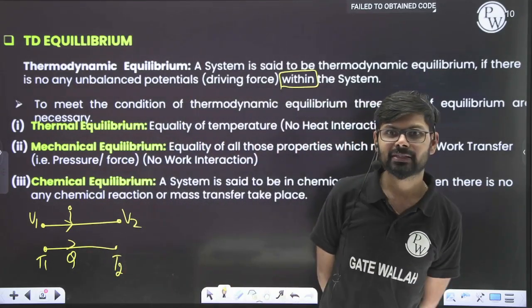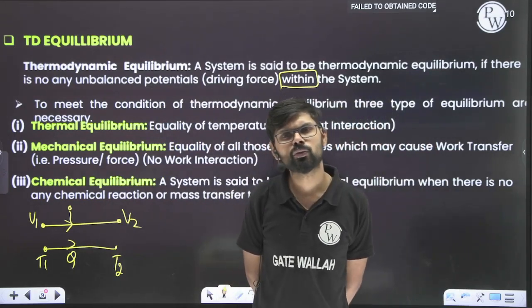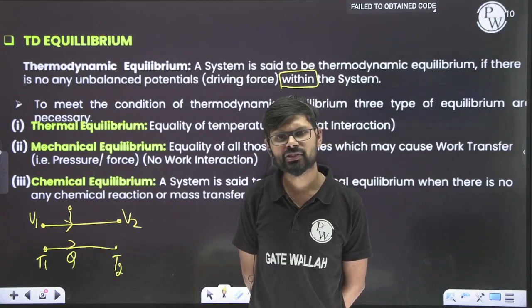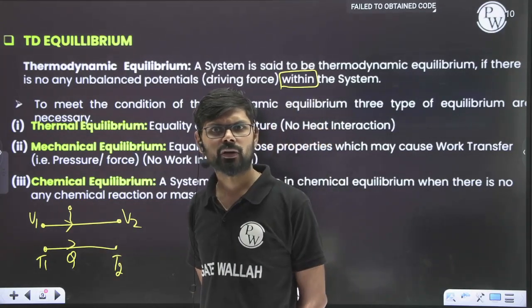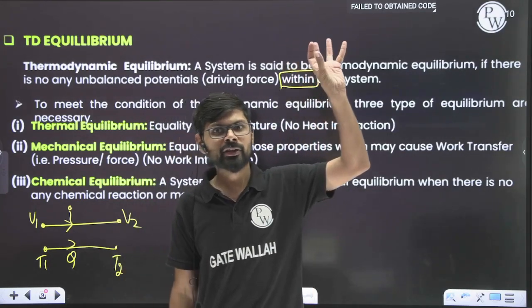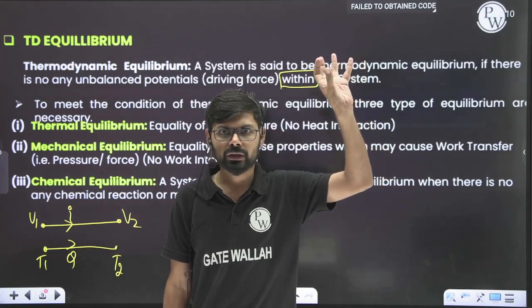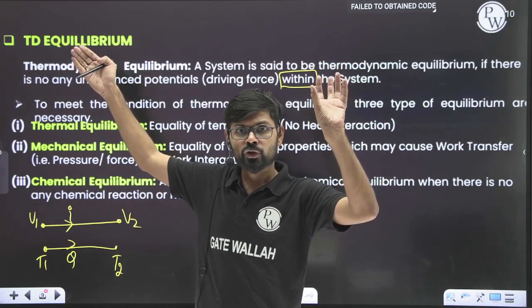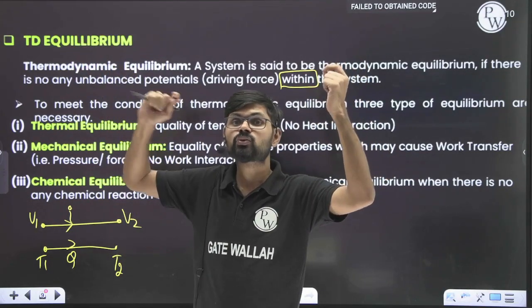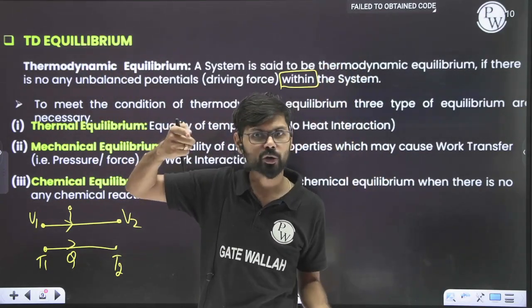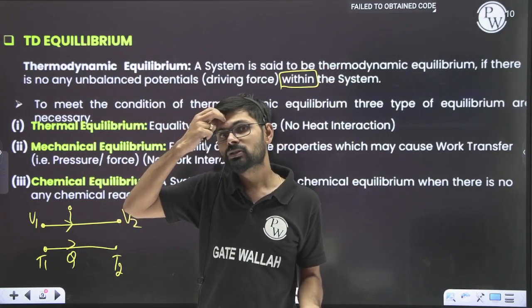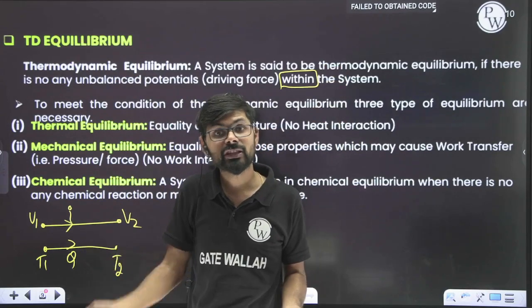For example, you are sitting in one room, right? Is your room actually in thermodynamic equilibrium? No, actually it is not. Why? Because near the tube light, temperature is a little higher compared to the region near the AC, the air conditioner. So basically there is a temperature difference within the system itself. The system is the room. Within the room itself some temperature difference is there. Because of that some thermal energy may transfer within the room.